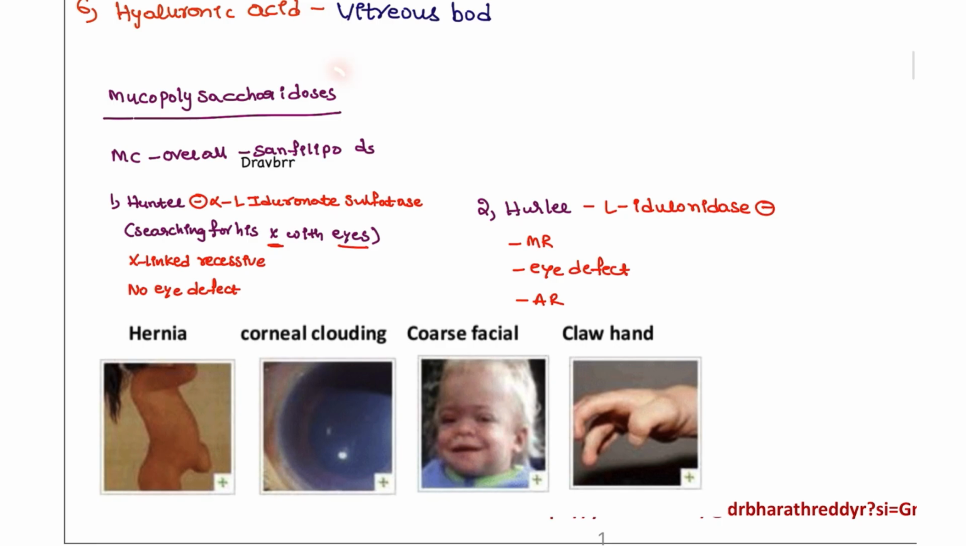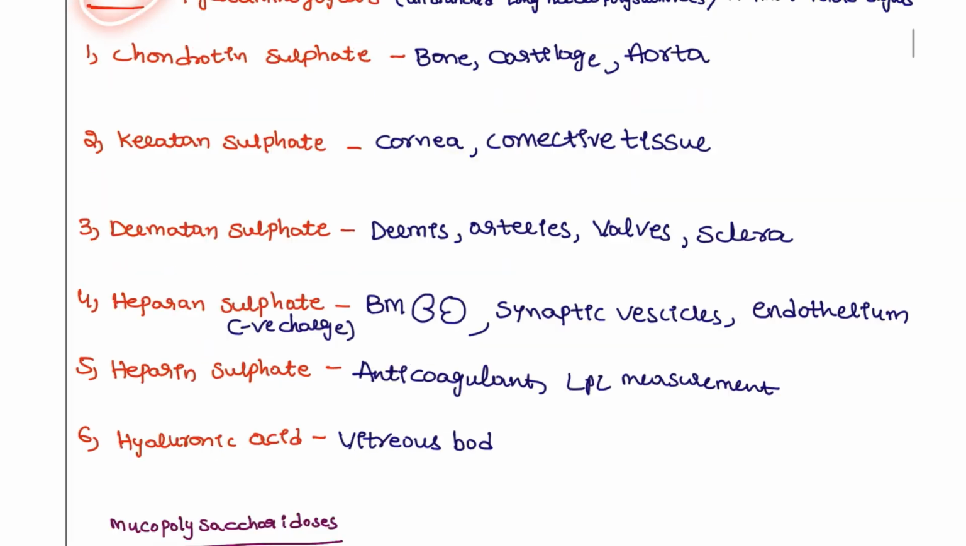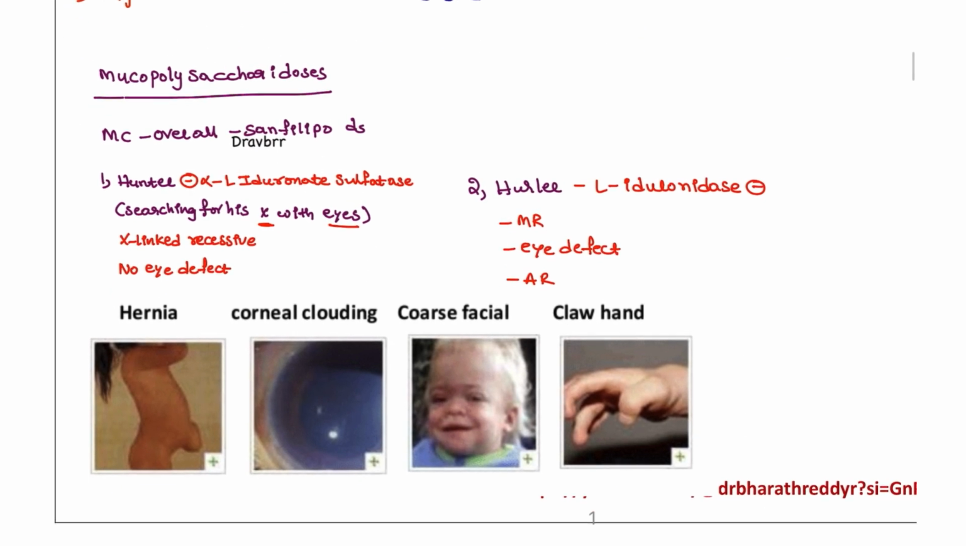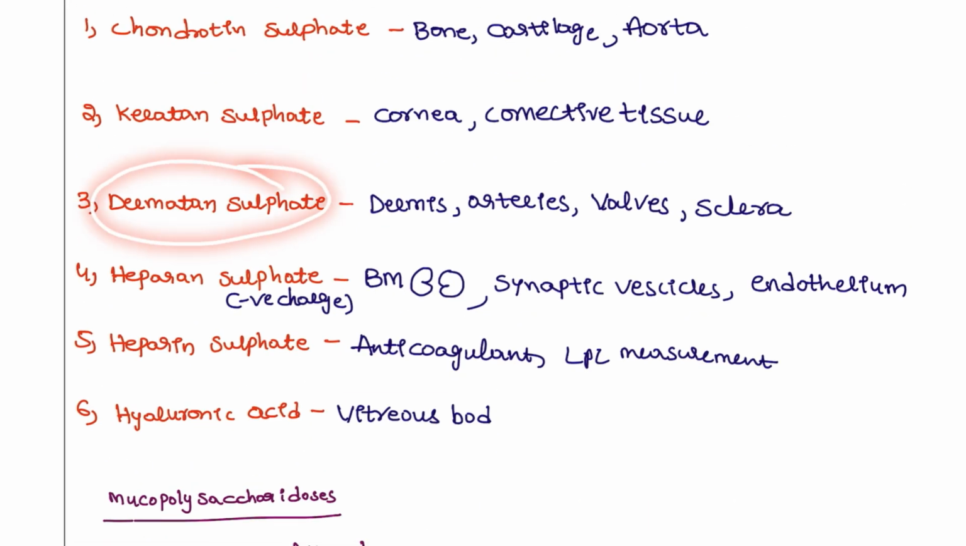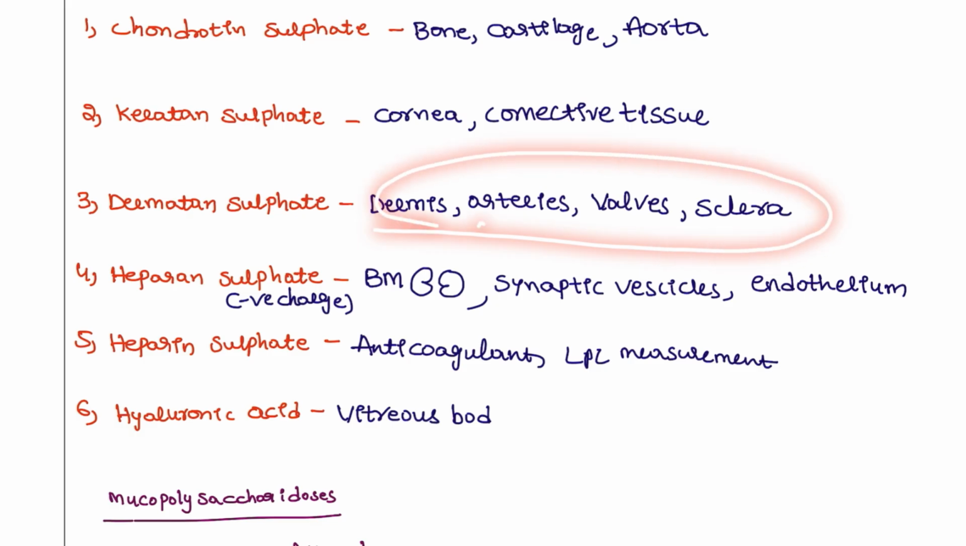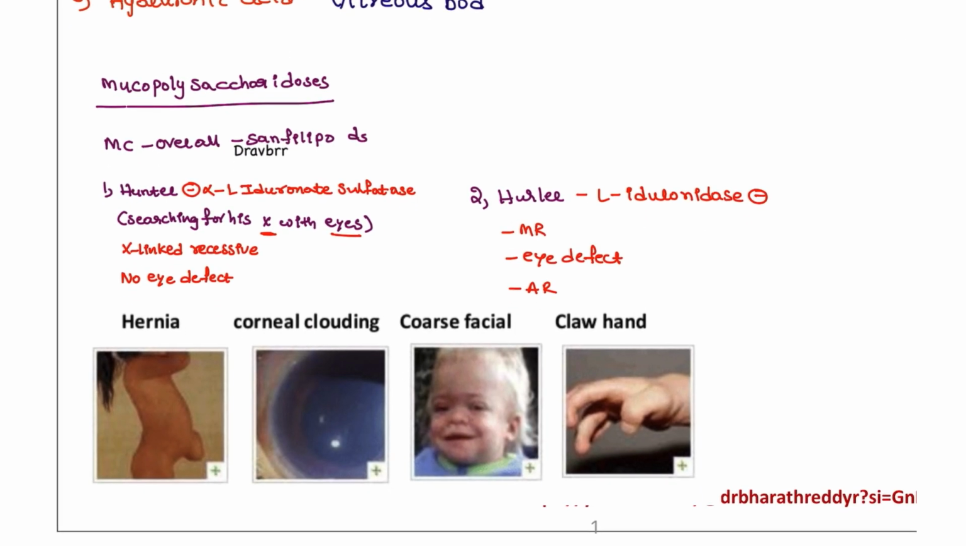Next, coming to the mucopolysaccharidoses. These are the diseases if you are deficient in these glycosaminoglycans. Let's see, the most common overall is the Sanfilippo disease. In Sanfilippo disease, what happens? The dermatan sulfate is deficient, so the patient will have the deficiency of these conditions and also mental retardation. Next, the other two are very important for the examination, Hunter and Hurler.